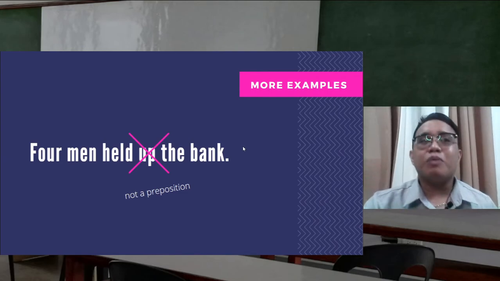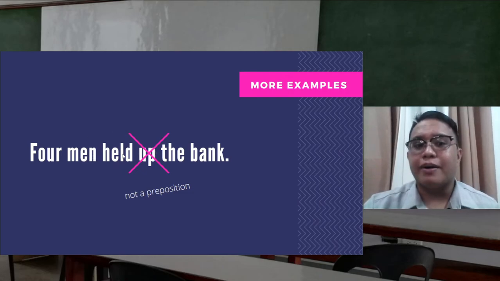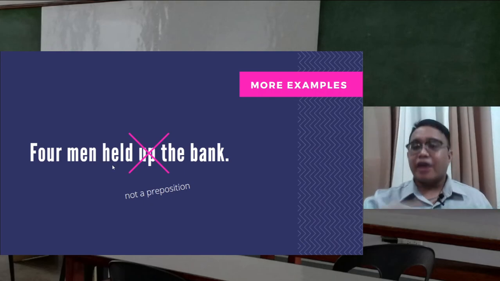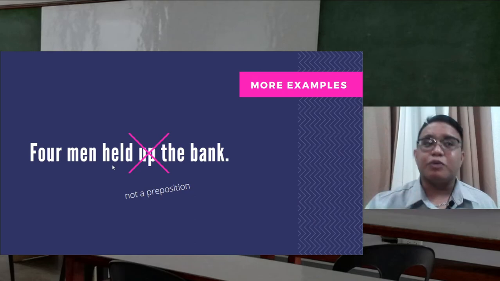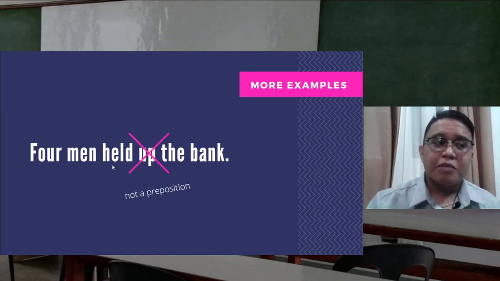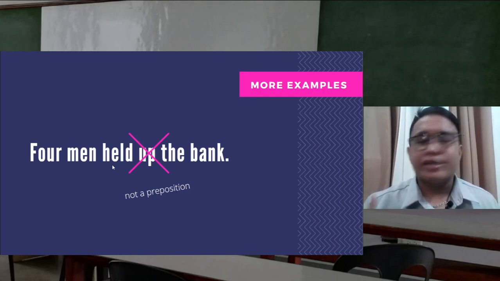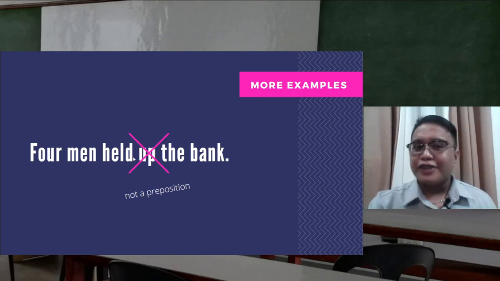Now, that's what we call a verb phrase. The verb phrase here is held up, the past tense of hold up. And this is what we call a verb phrase. It is a phrase, a verb, but we all know that verbs are one word, right? But here, the verb is two words. So, held up is a verb phrase. I hope that clarifies everything with you.